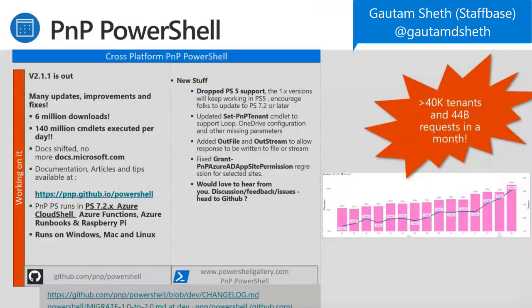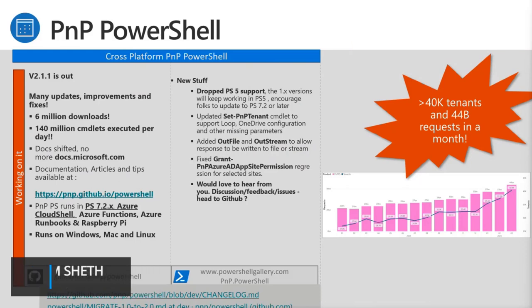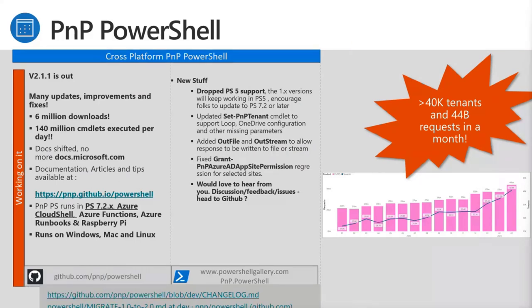Thanks, Bert. So, yep, close on the heels of the release of PnP Framework and PnP Core SDK, we also released the PnP PowerShell v2.1.1. Why 2.1.1? Because it was Friday and we kind of made a small mistake. So, yeah, anyway, Friday's deployment. So, long story short, 2.1.1 is out. What we did with this release is we dropped support for PowerShell 5.1 and PowerShell ISE. So we would encourage folks to use PowerShell 7.2 or later versions.